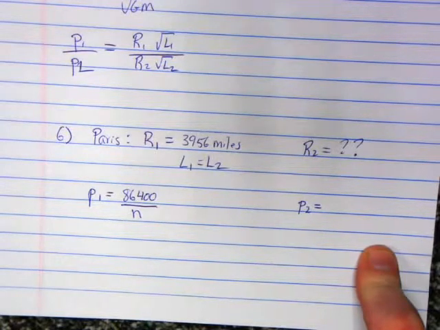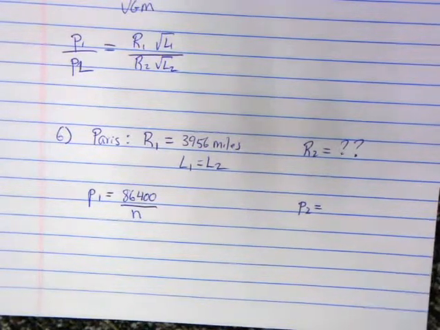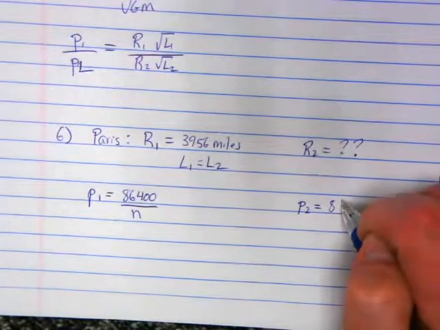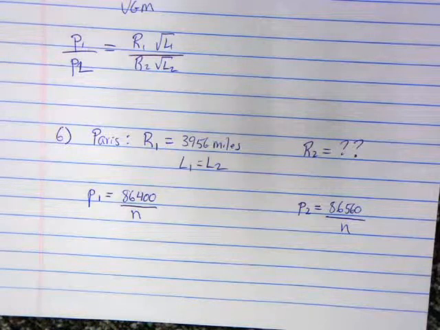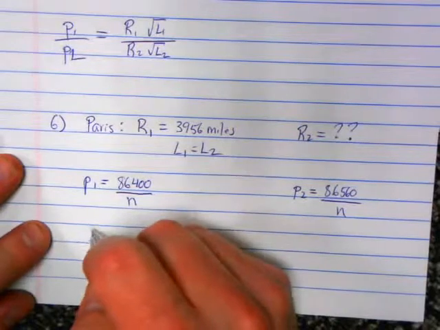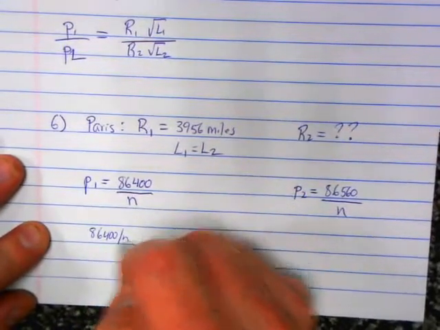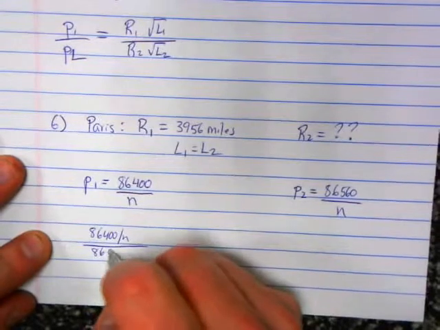So how long is 2 minutes and 40 seconds? 160 seconds. So that's going to be 86,560 divided by, again, I don't know how long it takes it to make a swing. Turns out it really isn't going to matter, because we can now set up our ratio. We're going to have 86,400 over n divided by 86,560 over n.